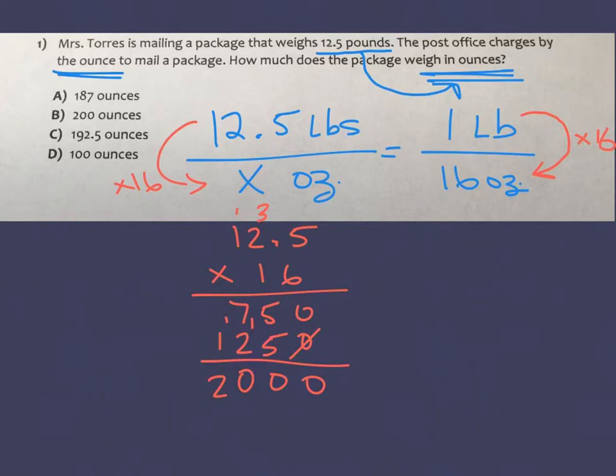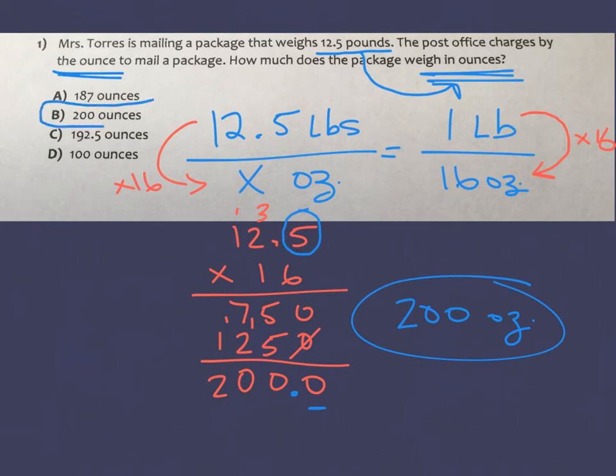2,000. Oh, wait, not 2,000. Because look at this. We have a decimal. How many numbers are to the right of this decimal? 1. So that's what we're going to need in our product. So our decimal would go here. So our answer would be 200 ounces. Is that an answer choice? It sure is. Answer choice B.